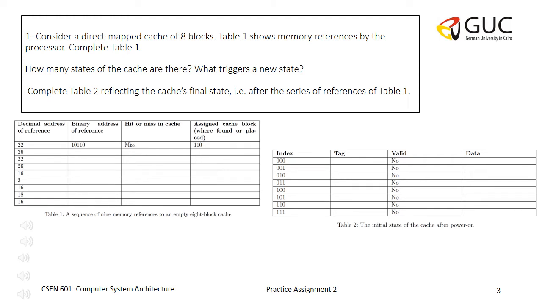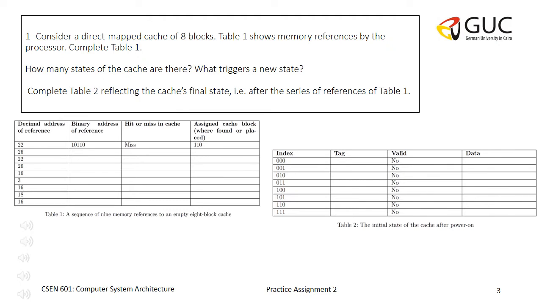We start with question 1. Consider a direct mapped cache of 8 blocks. Table 1 shows memory references by the processor. Complete table 1. How many states of the cache are there? What triggers a new state? Complete table 2 reflecting the cache's final state after the series of references in table 1.